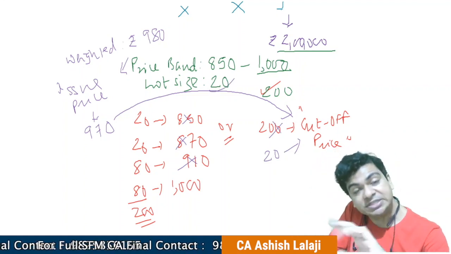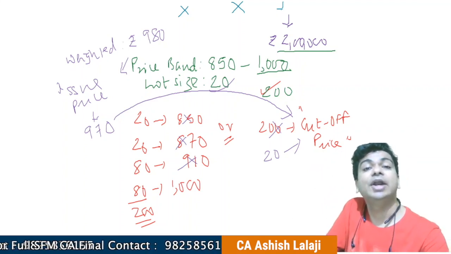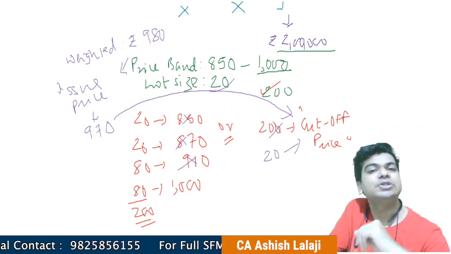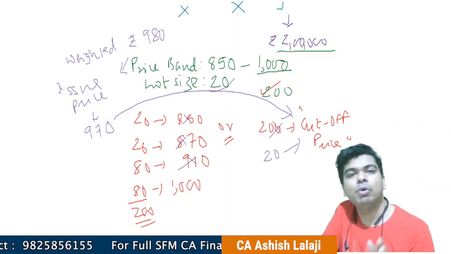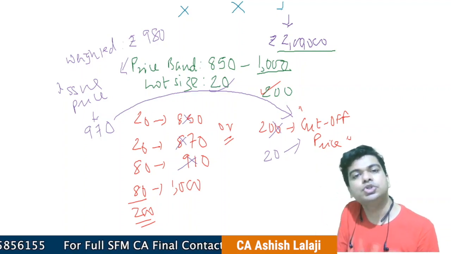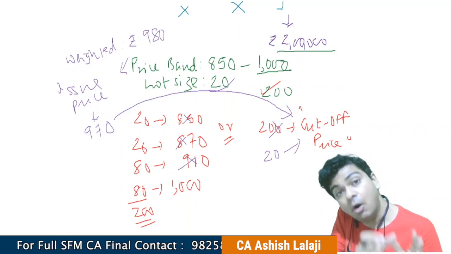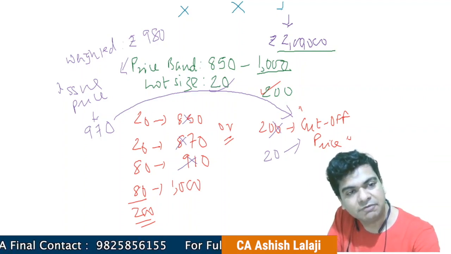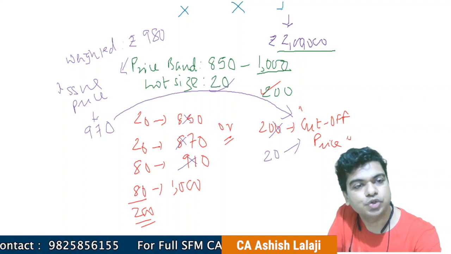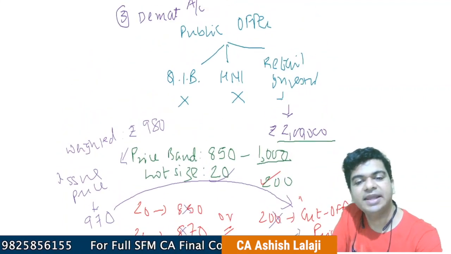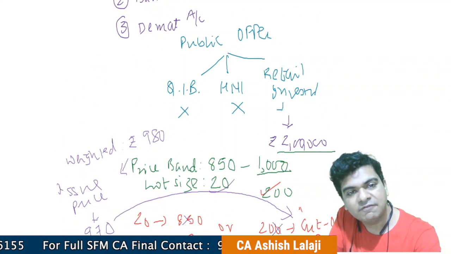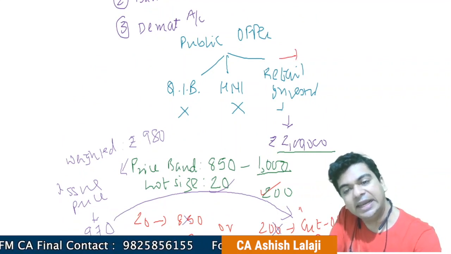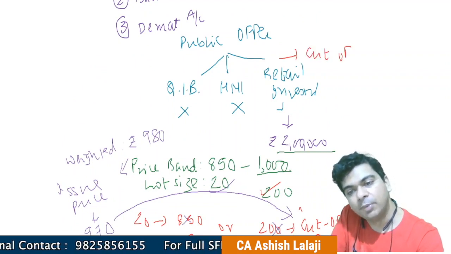Now, if every investor is saying cutoff price, then how will the company decide the weighted average price? But as I told you earlier, a book building process has allocations to qualified institutional bidders, also high net worth individuals, and then retail investors, isn't it? We had discussed this earlier also. What we are saying is that this is the thing: qualified institutional bidders, high net worth individuals, retail investor. Only retail investor can say cutoff price.